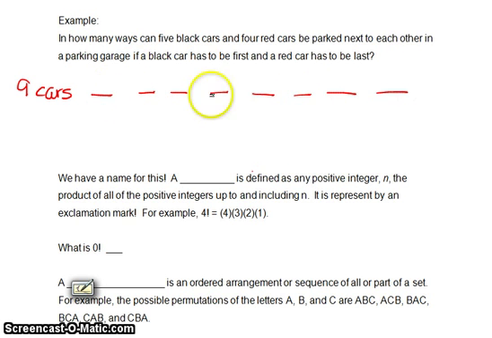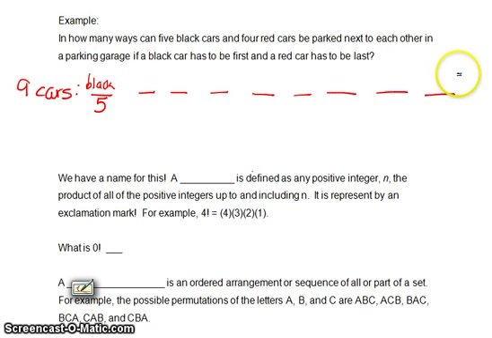So we have 1, 2, 3, 4, 5, 6, 7, 8, and we need 1 more. Okay, so there's 9 cars in total. So what does it matter about how we organize them? Our first restriction here is that we have to have a black car. And if you remember, there are 5 black cars. So you can choose from 5 different black cars, as long as that car is black. That one has to be the first one.